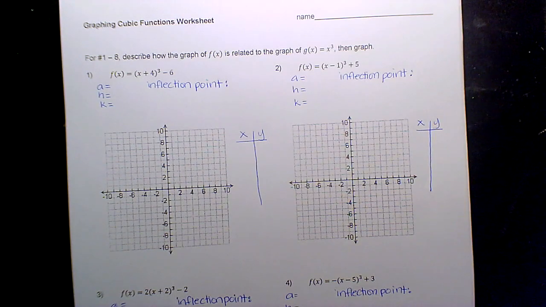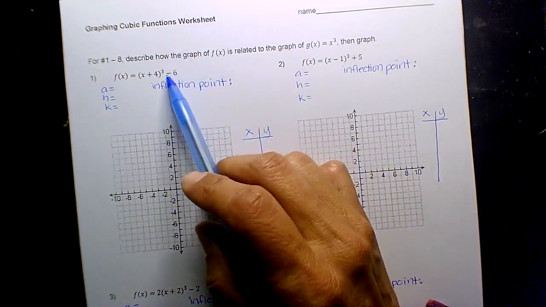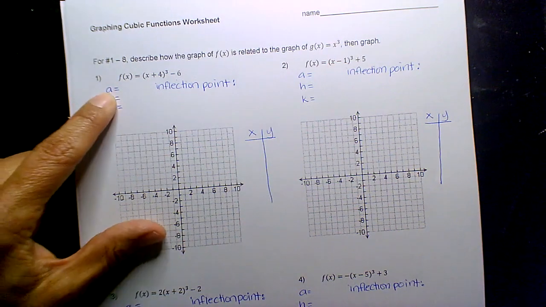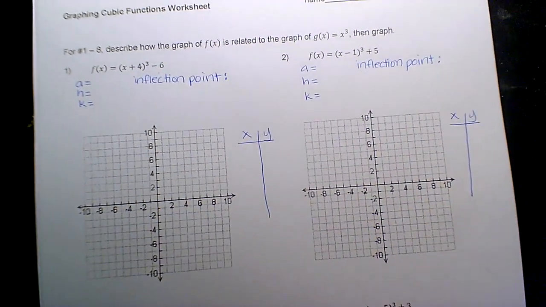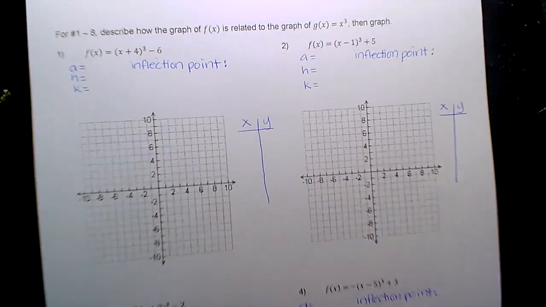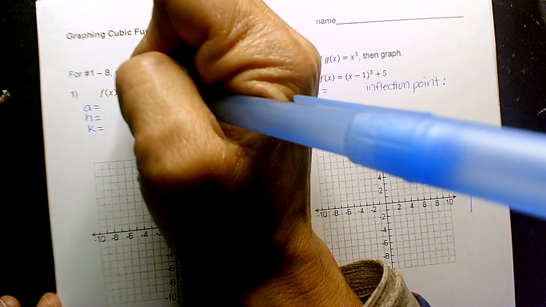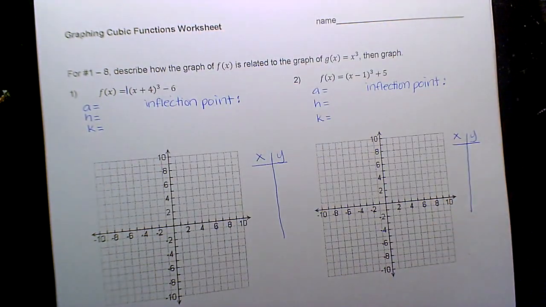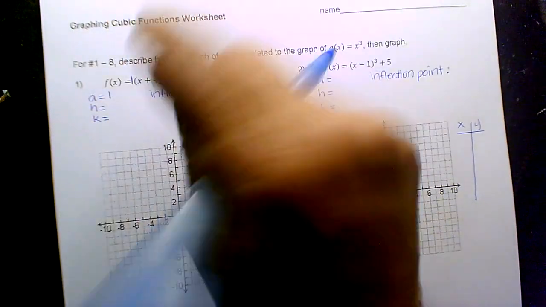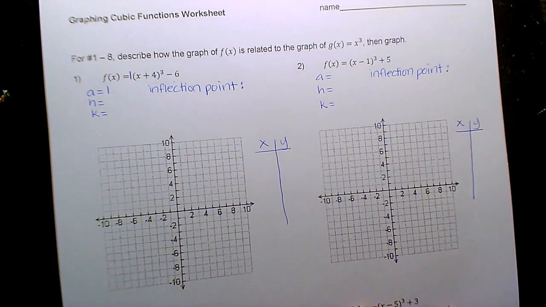Okay, you have this first f of x. It's quantity x plus 4 cubed minus 6. Okay, your a is what value? What's the a value? If you don't see it, what is it? Is it x? Yes. What is it? 1. Remember, if it's 0, all of this collapses because everything times 0 is 0. So then you don't have a cubic function. You just have a horizontal line.